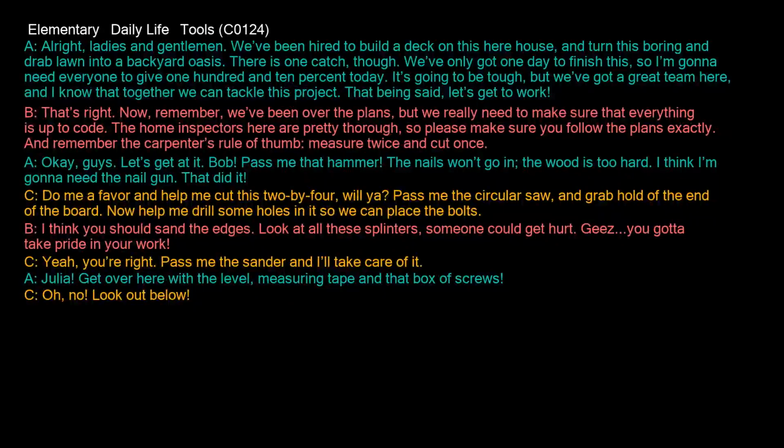So an interesting aspect of North American culture is projects like this, right? Building a deck or maybe adding a room to your house. Yeah, that's right. And we call this DIY. Right, DIY, do it yourself. So it's a very popular summer project, right?